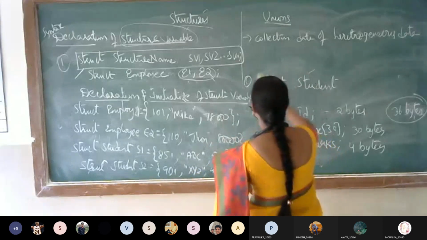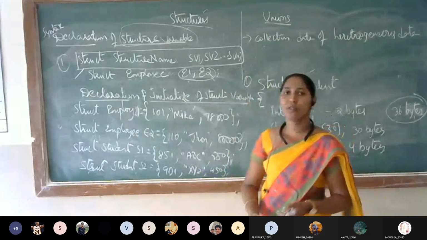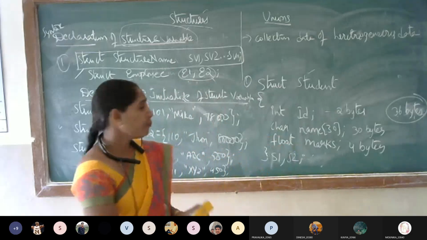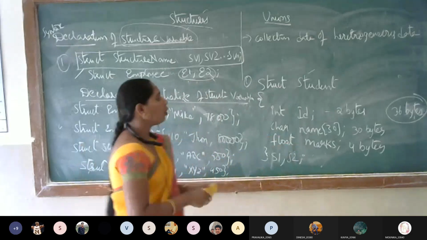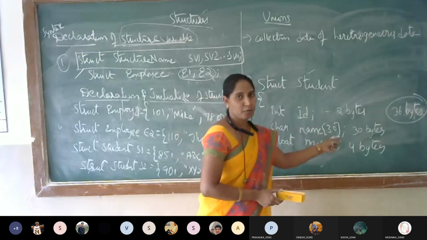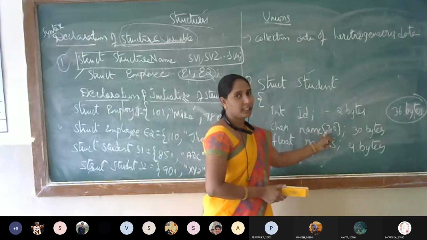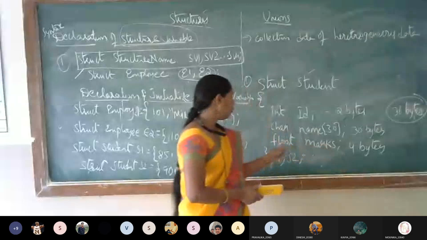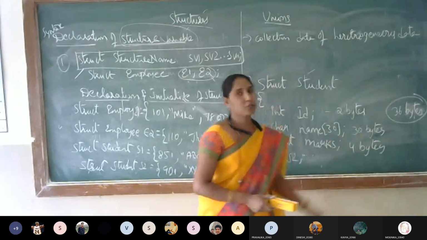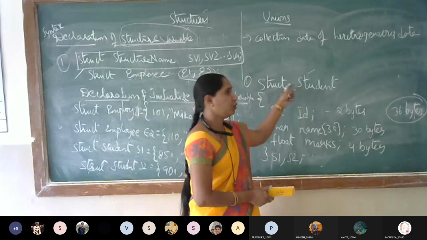Okay, so union and number. Union is also similar to structure. Okay, but the only difference is, in a structure, memory is allocated to each member separately. int means 2 bytes of memory, char, since I gave 30, means 30 bytes of memory, float means 4 bytes of memory. So a total of 36 bytes of memory gets allocated in a structure.